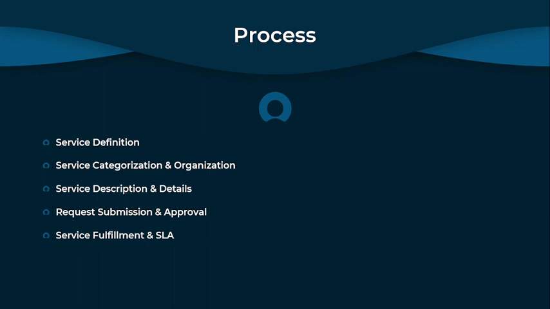Then process. The service catalog process in ServiceNow typically involves several steps, from defining service offerings to fulfilling user requests. So, service definition. The process begins with defining and cataloging the available services that users can request. Service offerings are categorized, described, and organized within the service catalog based on their type, purpose, and target audience.